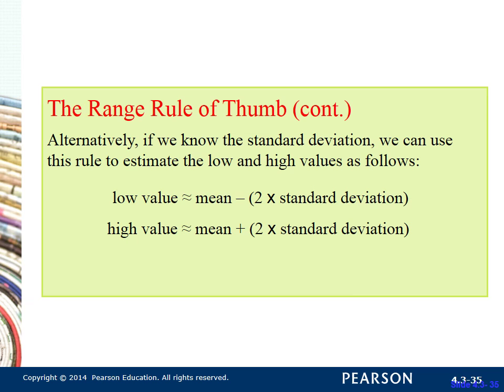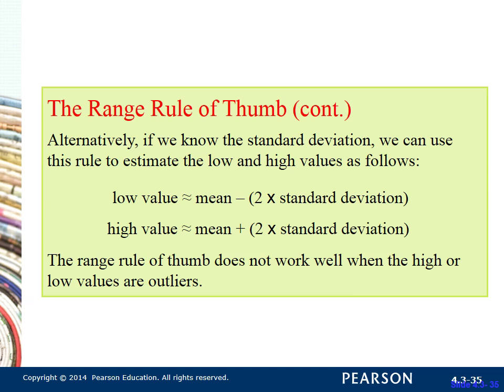Now, what if we know the standard deviation? We can also use this to estimate the high and the low values. So the low value is, we start at the mean, because that's my center. Well, that's the median, but it's my central value. And I'm going to subtract 2 of those standard deviations. To get the high value, I'll start at the mean and I'll add 2 standard deviations.